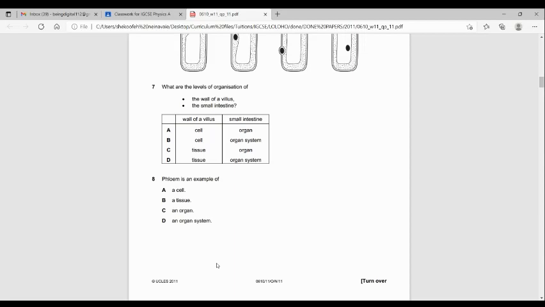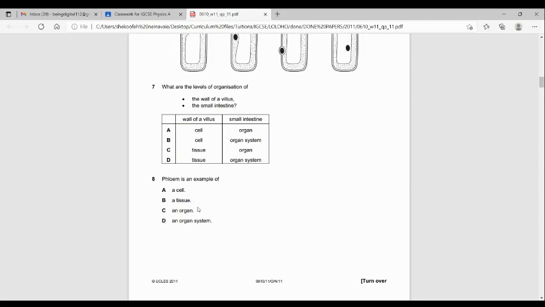Phloem is a group of similar cells, and they work together to perform one job, one purpose. The purpose is to carry whatever is made in the leaf. It's called translocation, translocating the sucrose and amino acids everywhere in the plant, because they're going to use it later for growth, repair, and everything. So it's not a cell, it's a group of cells. The group of cells which are similar, so the answer is a tissue. So phloem is an example of a tissue.